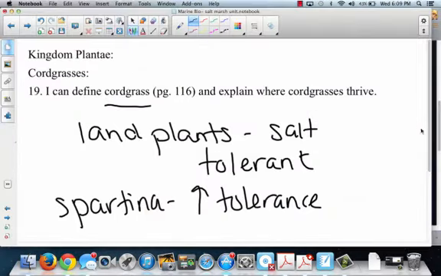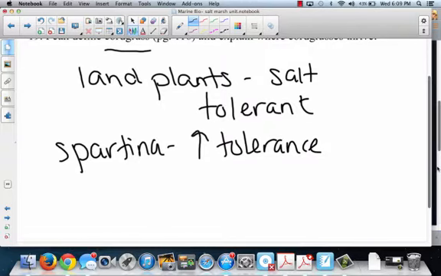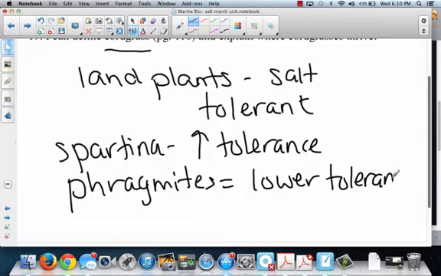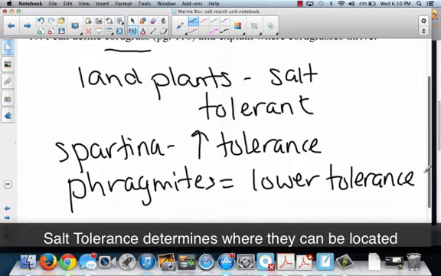But if you remember from our trip, we had Phragmites, which had a lower tolerance. I don't want to put low because it can survive some levels of salt. It's not like a maple tree or something that would not be able to survive that.